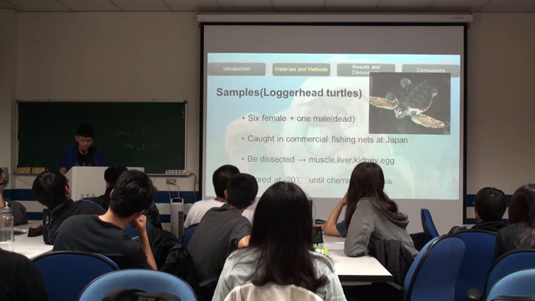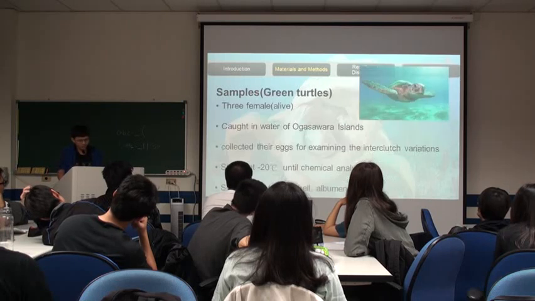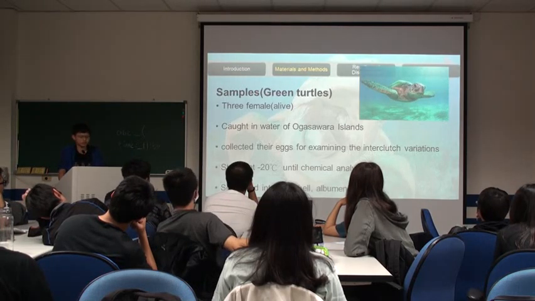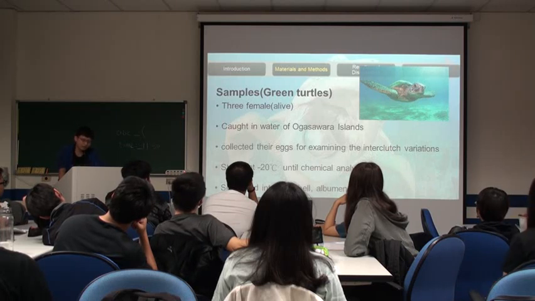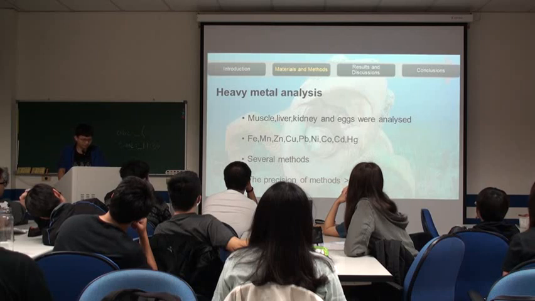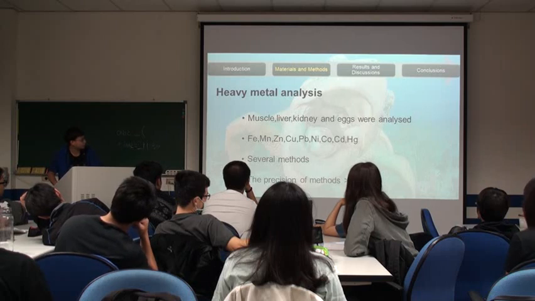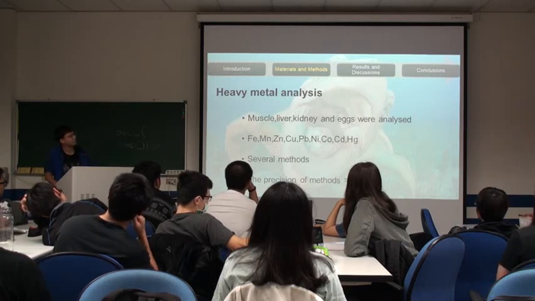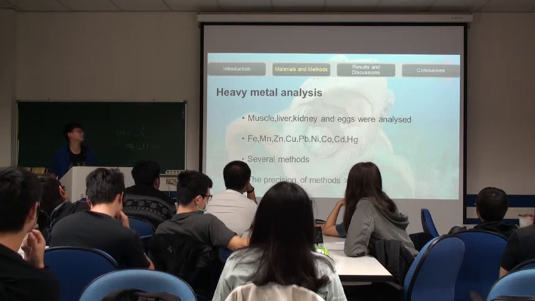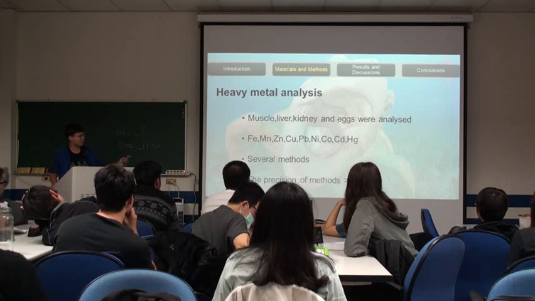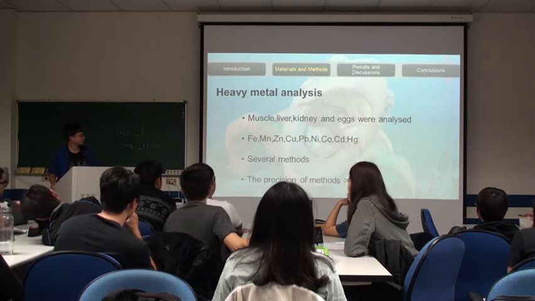And we dissected them into muscles, liver, kidney, and eggs. And we got 3 green turtles' eggs, and we separated their eggs into eggshell, albumen, and yolk. And now we start to analyze the heavy metals in turtles' muscle, liver, kidney, and eggs, and we analyze the concentrations of iron, magnesium, zinc, copper, lead, nickel, cobalt, cadmium, and mercury.